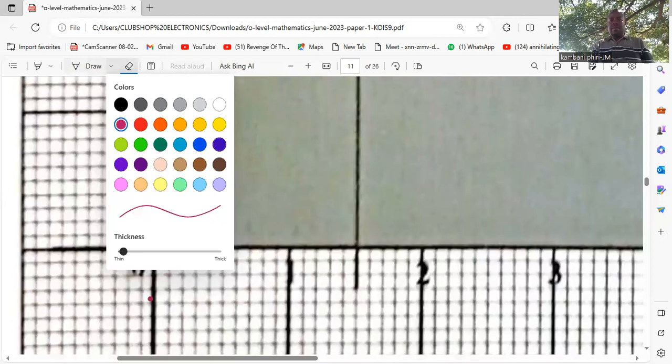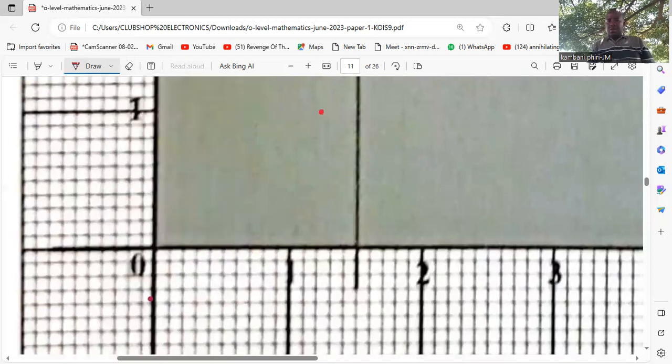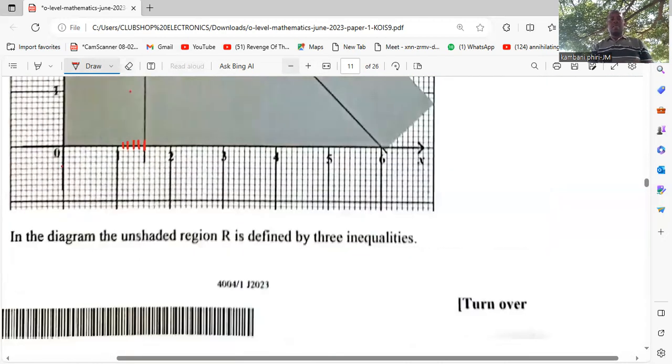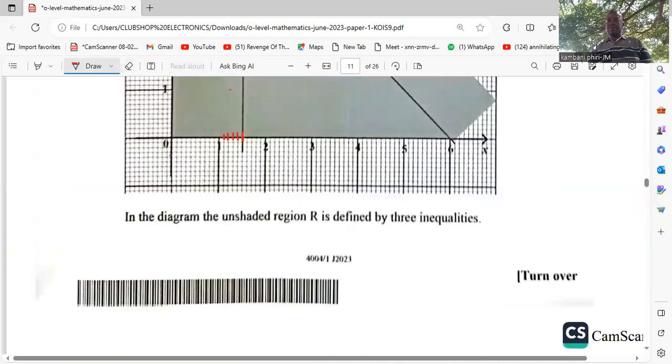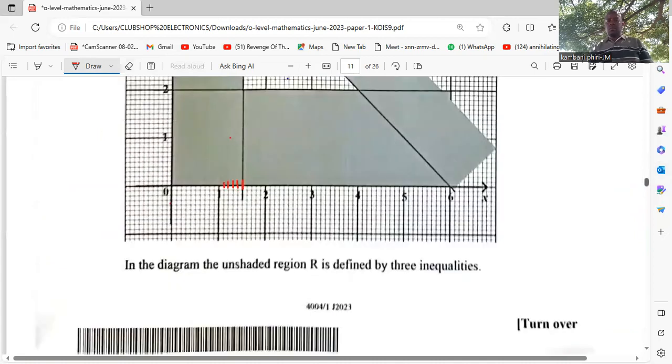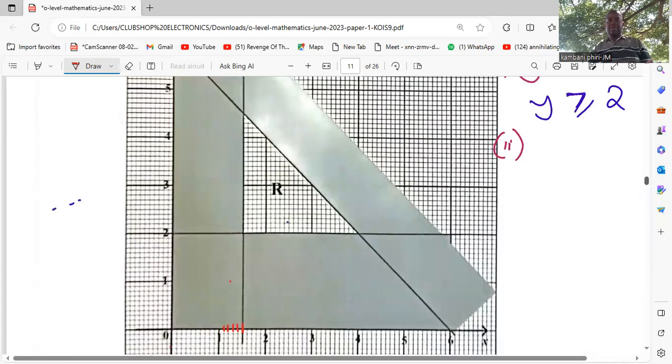So now, because we already have 1, we need this line. So say 1.1, 1.2, 1.3, 1.4, 1.5. That is 1.5, all right? So meaning that the equality will be, since it's passing through the x-axis, x is equal to 1.5, right?